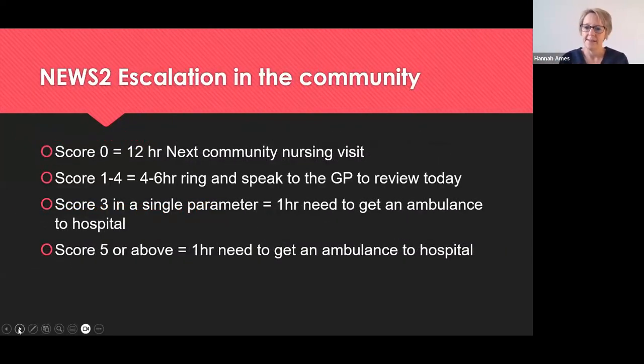Remember also you're in the community setting, so you're going to document and verbalise your escalation as per the NEWS2 score, but your escalation is going to be slightly different in the community because you're not going to have an immediate doctor or medical team around. So remember, if their score is 0, you're going to monitor them 12-hourly and you're going to review them on your next nursing visit the following day. If their score is 1 to 4, you're still going to document, you're going to monitor them 4 to 6 hourly, but you're going to speak to the GP and get a review today. That's really important. And if they score 3 in a single parameter, or their score is over 5, they need 1 hourly monitoring, and you must ring an ambulance, and those patients need to go to hospital.